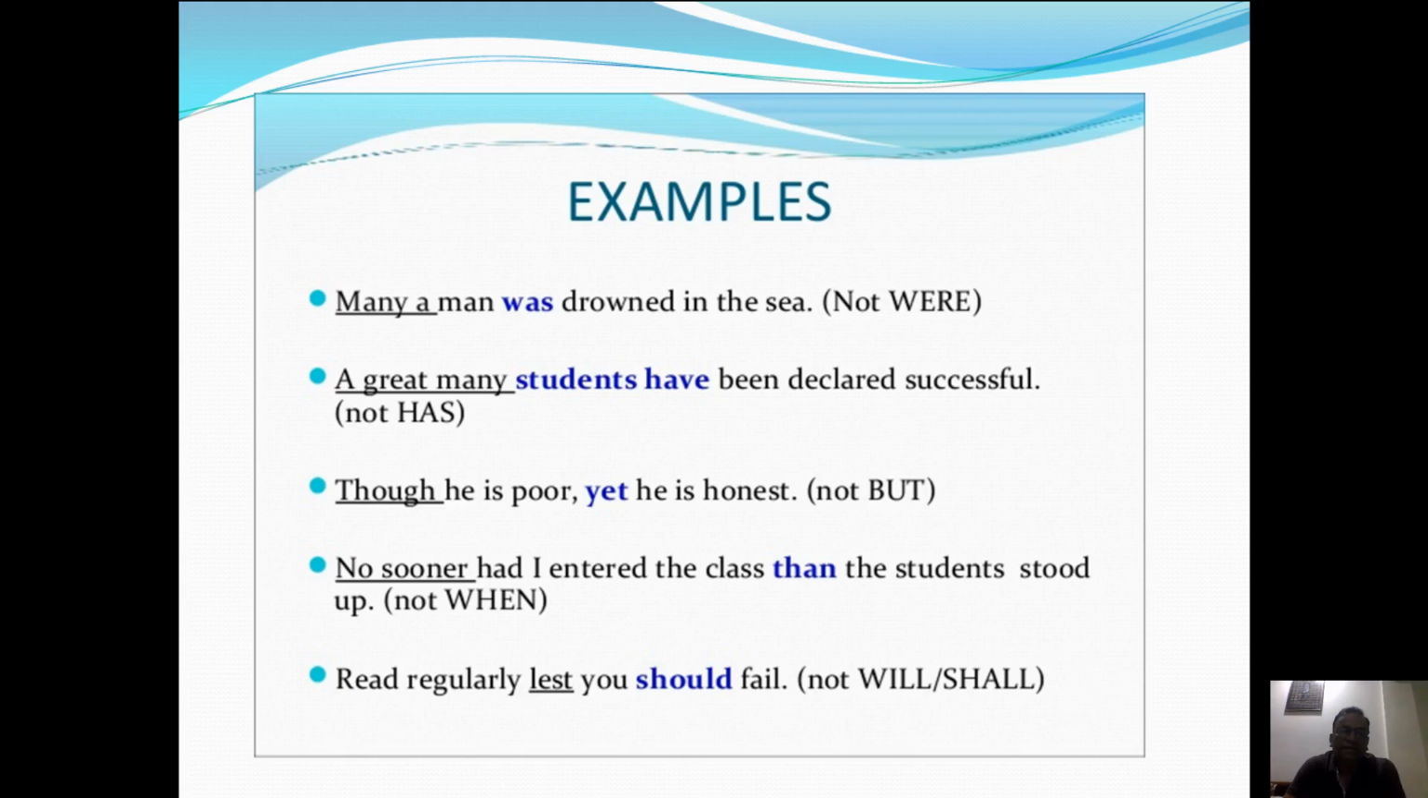Though he is poor, yet he is honest, not but. We use but in communication because we just think it will be but, but it is not like that. We will have to use yet. No sooner had I entered the class than the student stood up, not when. Read regularly lest you should fail, not will, not shall.